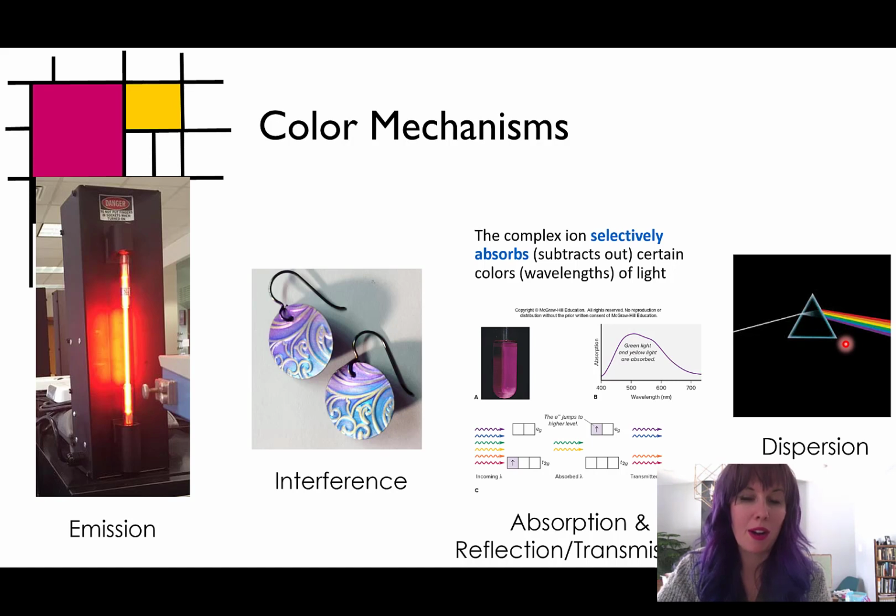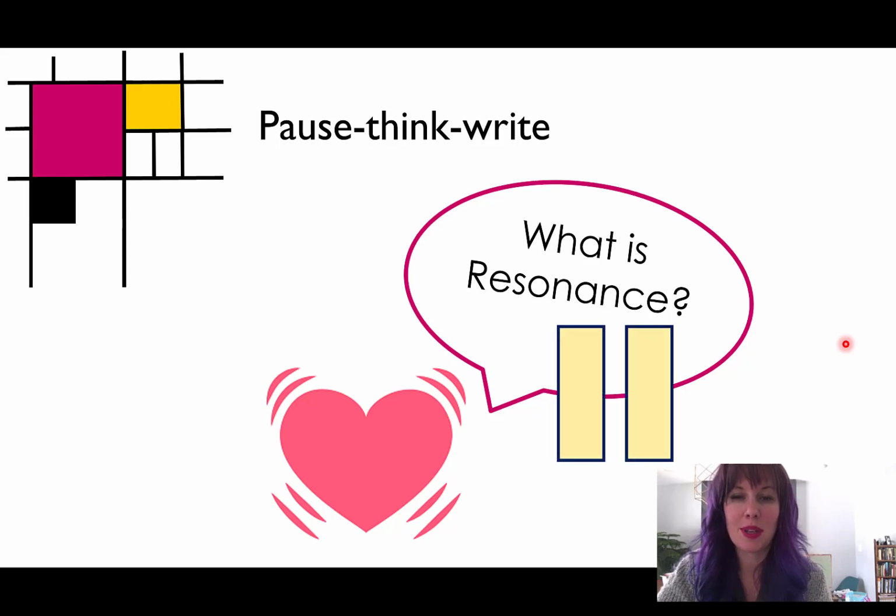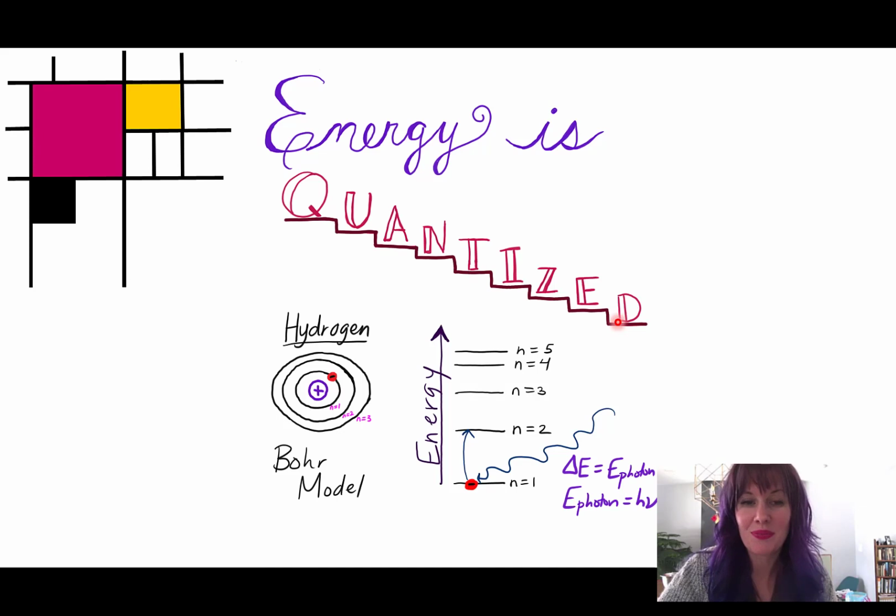Before we can talk about each one of these mechanisms, we need to talk about one more concept, and that is resonance. So I want you to pause this video and think for a couple minutes and write this down. What is a definition of resonance? Remember that we're specifically talking about resonance in the context of light and color. So energy is quantized.